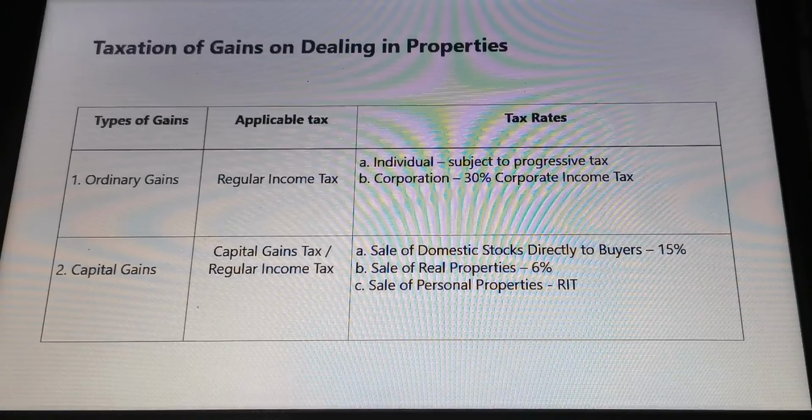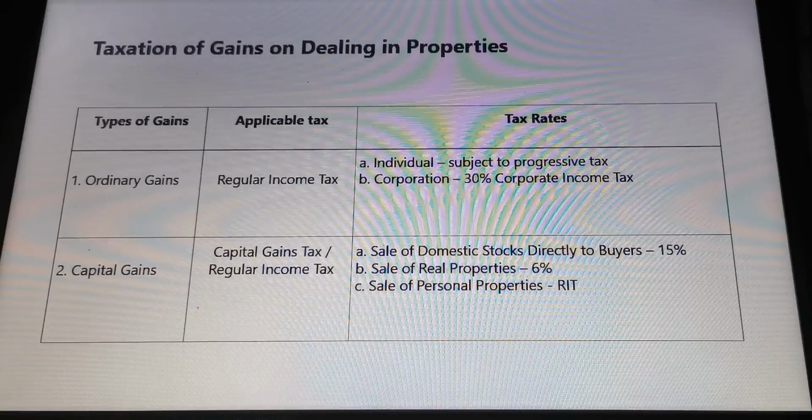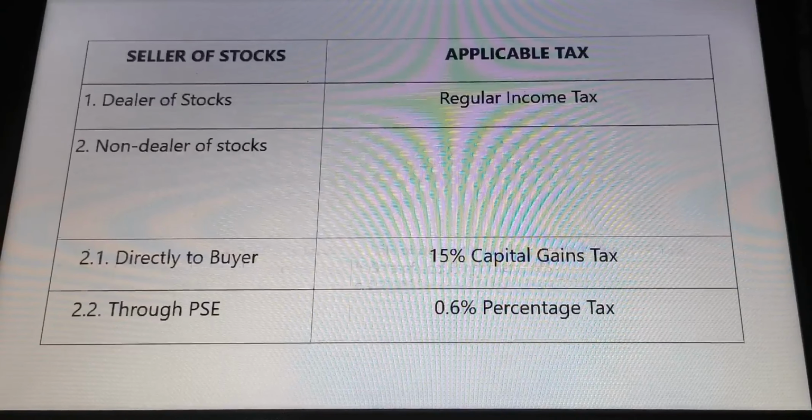Next ay, we have the sale of real property. So, when you say sale of real property, it is a sale, exchange, or other disposition of real property located in the Philippines. So, ang 6% na yan ay it is the higher between the gross selling price and the fair market value. So, next tayo ay sa sale of personal properties. Ayan, so, dyan ay regular income tax naman tayo.